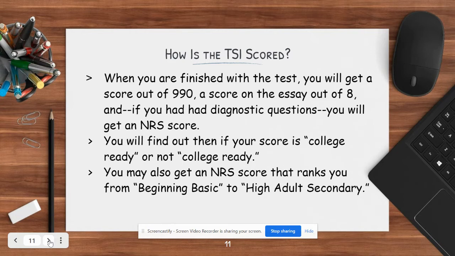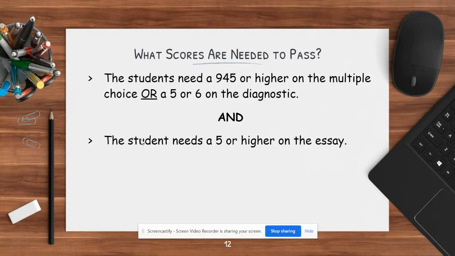That is probably more than most people need to know. Most people just want to know the score, which is out of a 990 and it's out of an 8. So the next question is, of course, what do you need? I mean, that's what we always care about, right? You need to get a 945 or higher on the multiple choice or a 5 or 6 on the diagnostic. So even if a student has like a 940, and if they do really well in the diagnostic and they get a 5 or 6, then they can still pass.